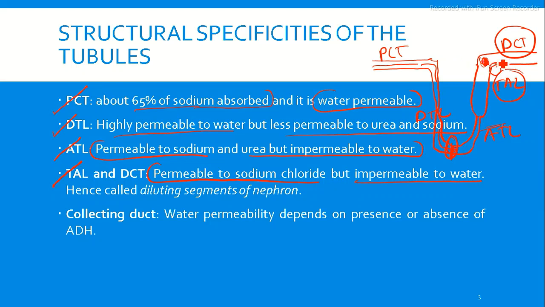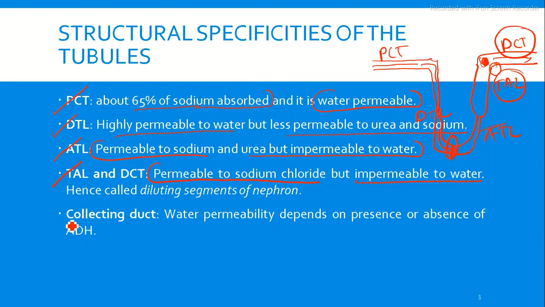Okay, so the fluid then moves into the DCT as the sodium and chloride reabsorption continues. The tonicity of the fluid further decreases. Okay, so that's why these particular segments of the nephron, that is TAL and the DCT, are called the diluting segments of the nephron.